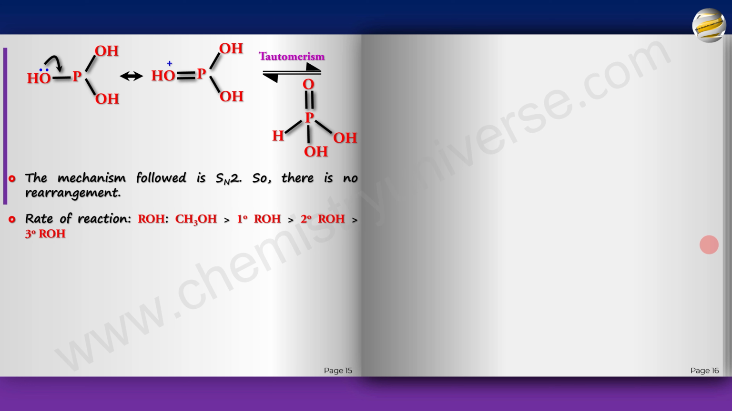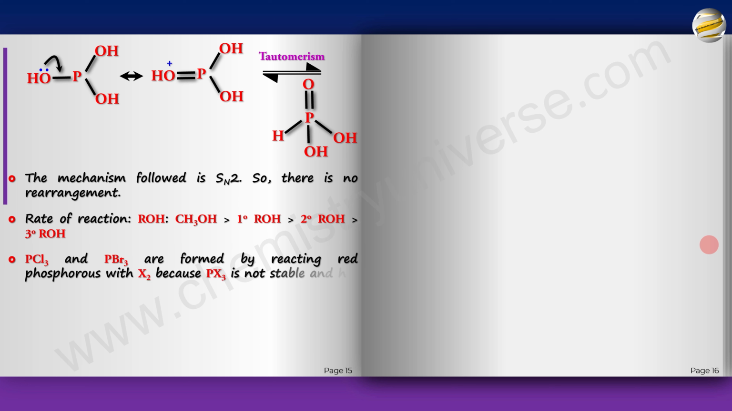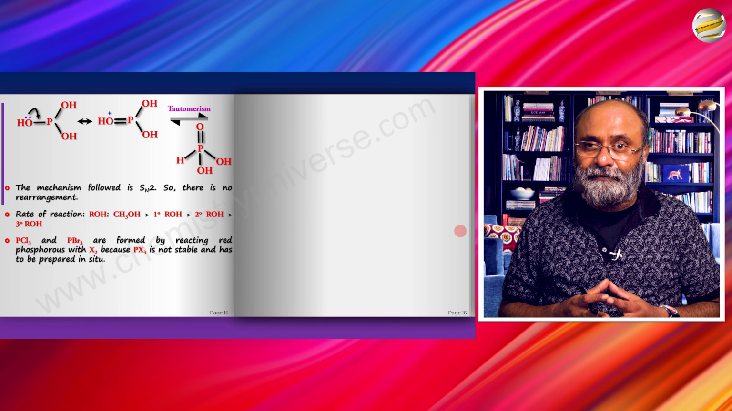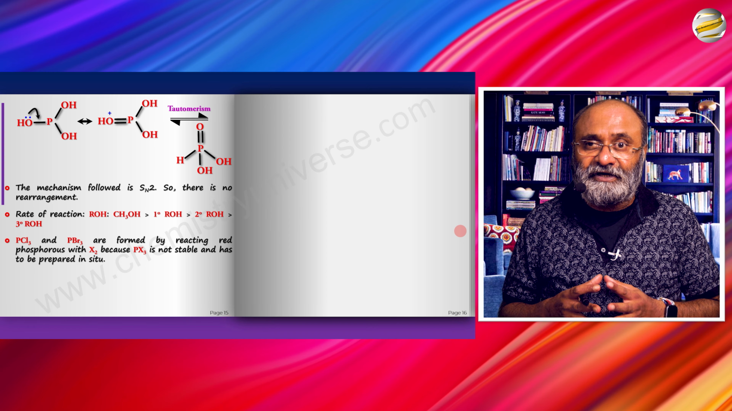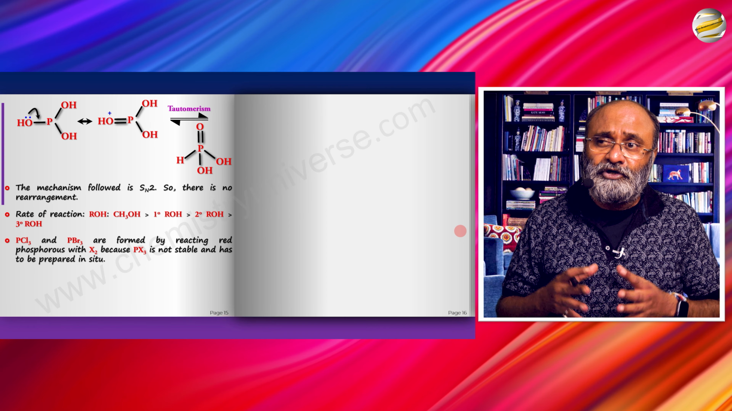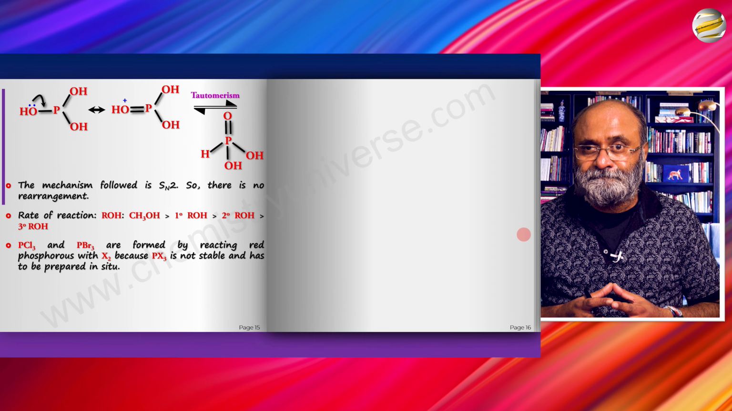Now PCl3 and PBr3, remember, are formed by the reaction of red phosphorus with X2, because PX3 is not stable and has to be prepared in situ. So PCl3 and PBr3 are prepared in situ because they cannot be stored, number one. Number two, even white phosphorus can give you PCl3 and PBr3, though we use red phosphorus because white phosphorus is unstable in air. It will readily combust at around 30 degrees Celsius, violently, extremely exothermic. So we don't use white phosphorus. Red phosphorus reacts slowly, so we tend to use red phosphorus for this reaction.